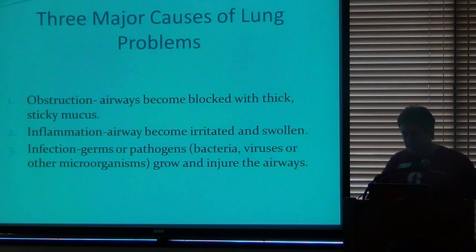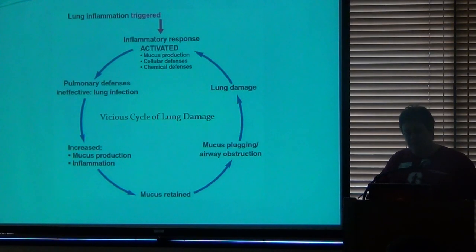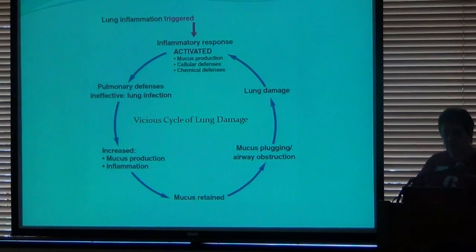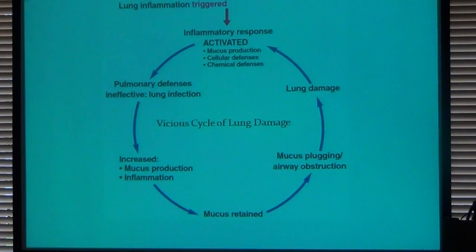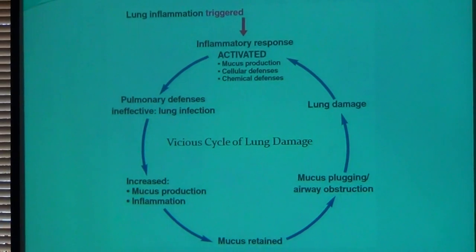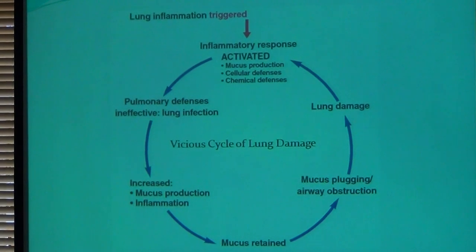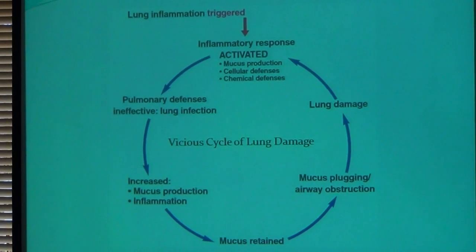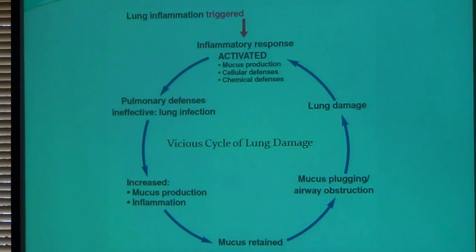So what ends up happening is kind of a vicious cycle of inflammation, mucus plugging, more mucus, bacteria building up, more inflammation, and it goes in a circle and creates quite a problem of lung damage. And this is happening all the time. This isn't just when you have noticed your child is sick. This is happening every day in the life of CF patients.